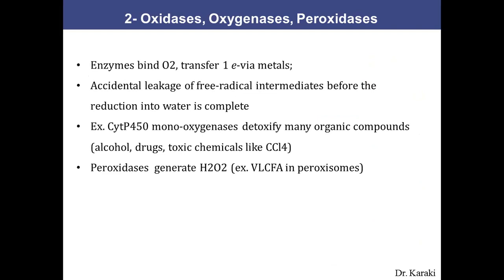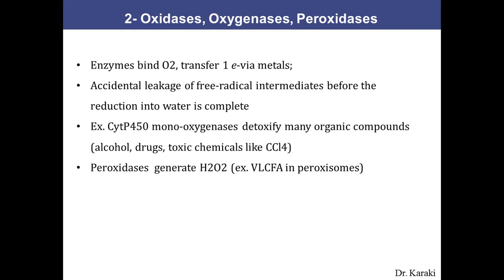Another source of reactive oxygen species are the enzymes oxidase, oxygenase, and peroxidase. Most of them can produce superoxide anions. How is that? They can bind oxygen and transfer an electron via metals, leading to an accidental leakage of the free radical intermediates before the reduction into water is complete. So let's take an example, the cytochrome P450, also known as a monooxygenase.